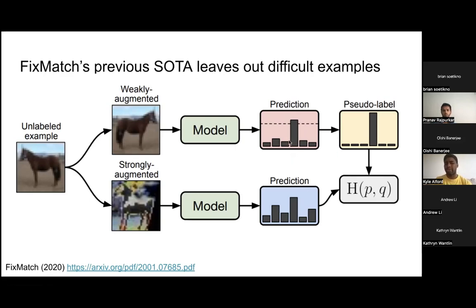The problem here is that if it's a more difficult task where this probability distribution would be more uniform and none of the buckets actually pass that threshold, the example is essentially left out. I'll go into details as to how that happens mathematically later on. But the general idea is using this as the teacher to pseudo label the strongly augmented branch and using a cross entropy across that.